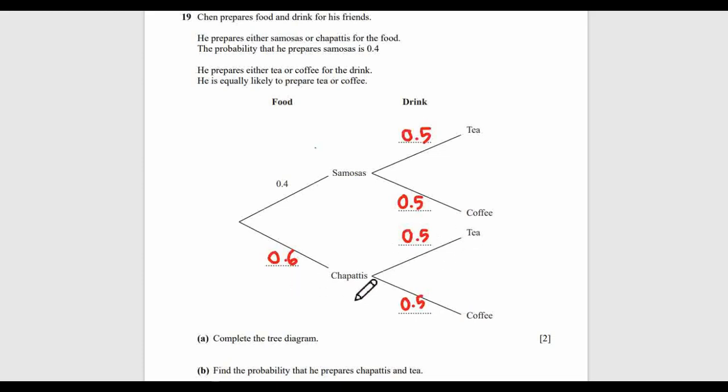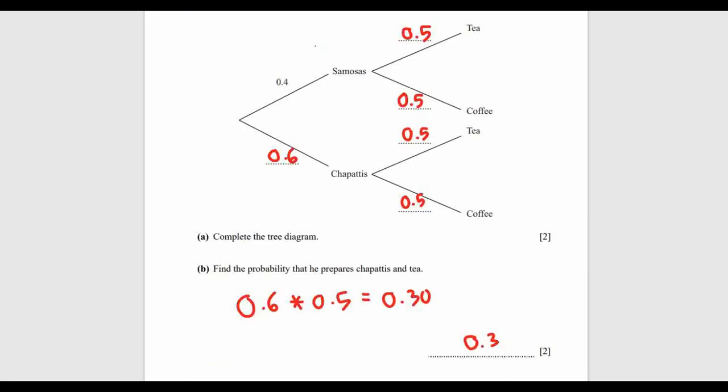10 seconds. So let's check out the answer, guys. So the answer is 0.3. Chapati is 0.6, tea is 0.5. We just multiply, we get 0.3. That will be the answer.